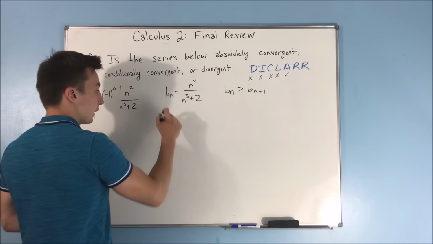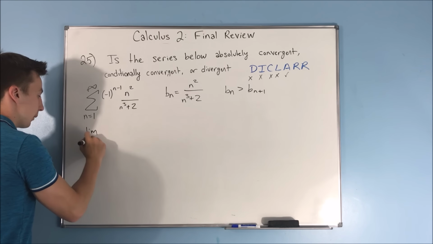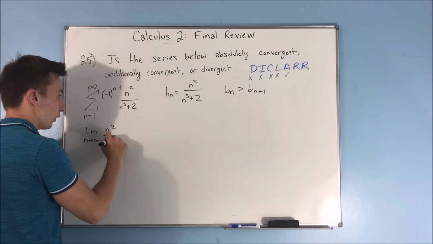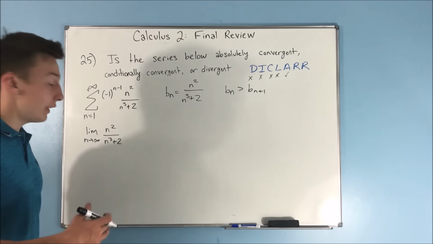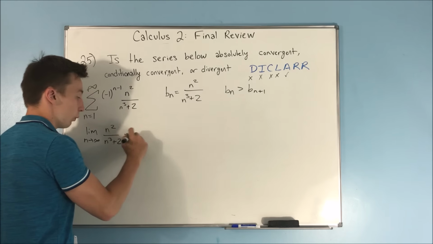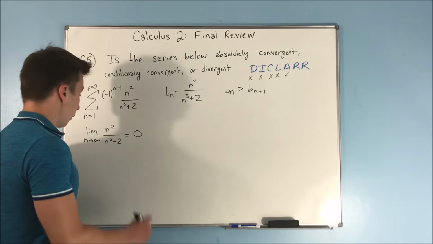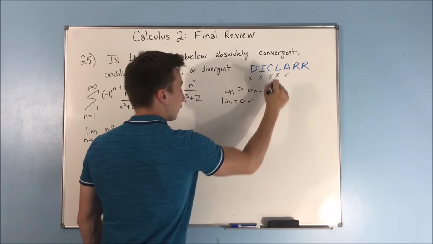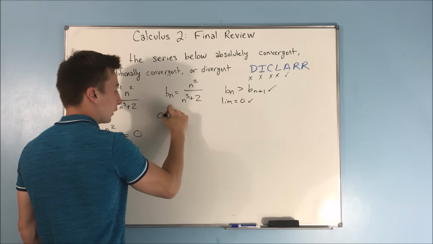Now, next we need to see the limit as n approaches infinity of b sub n. The limit as n approaches infinity of n squared over n cubed plus 2. Now, will that equal 0? Well, yes, because the highest power of n is on the bottom and it's not on the top, so it's going to equal 0. All right? So that's the other part. Okay, the limit equals 0. So that is check mark, check mark. It's convergent by the alternating series test.